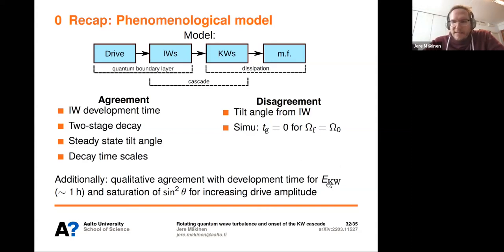Additionally, we have a qualitative agreement with the development time of the Kelvin-wave cascade, which I can talk to you about if you're interested, and the saturation of the sign of the vortex tilt angle as a function of increasing drive amplitude.